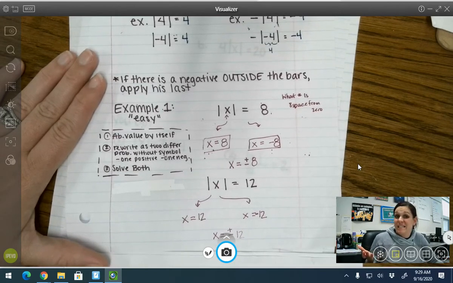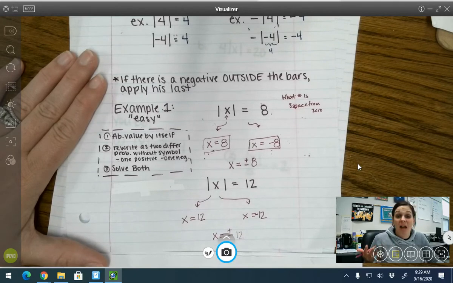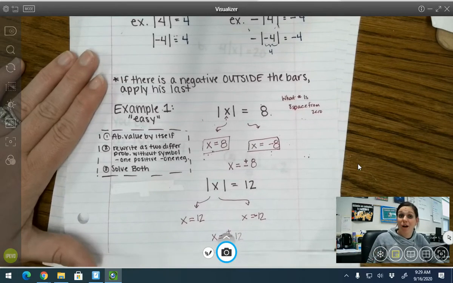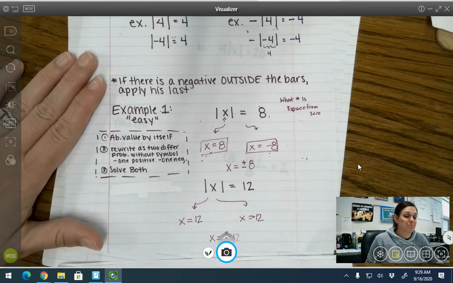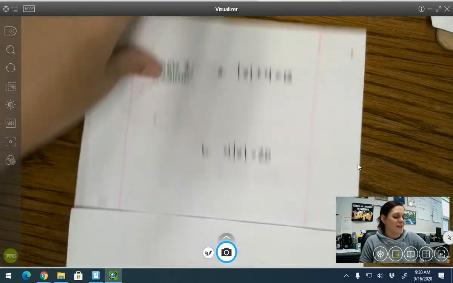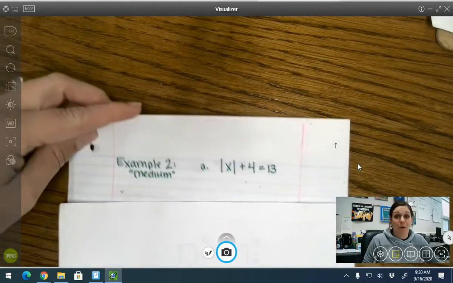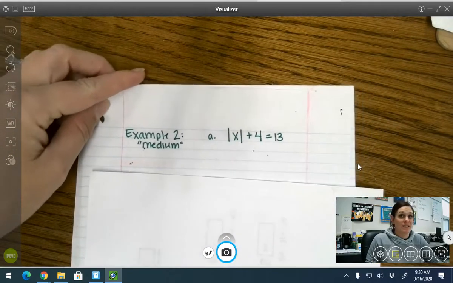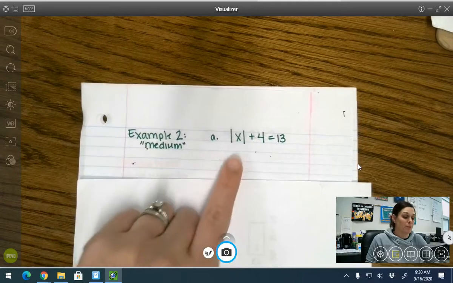So again, in easy mode, it's just kind of that one step of asking yourself how many spaces away from 0 and what number is it? All right. So let's now take a look at this a little bit harder. But it's not difficult. So here's what you're going to see differently with the medium level.